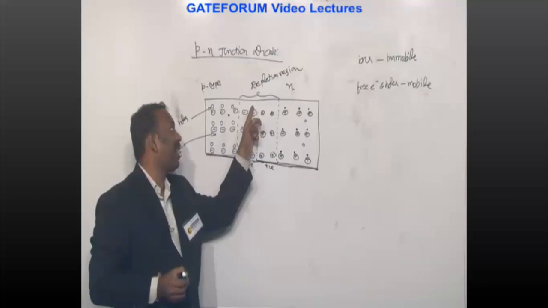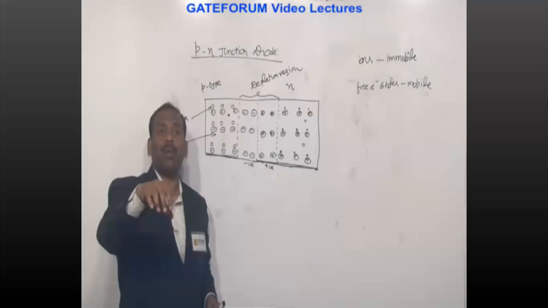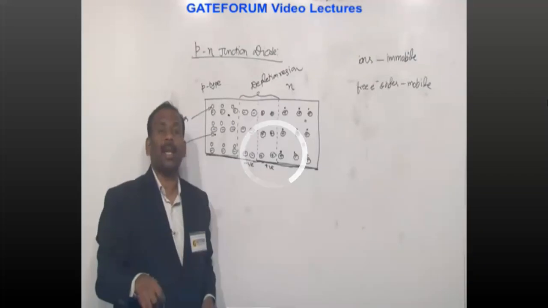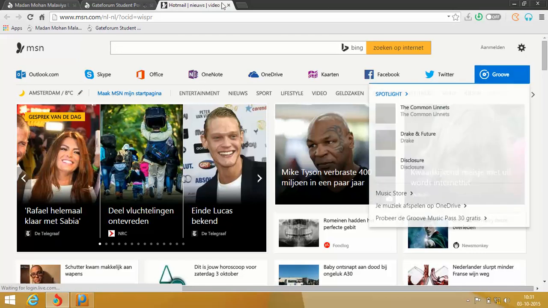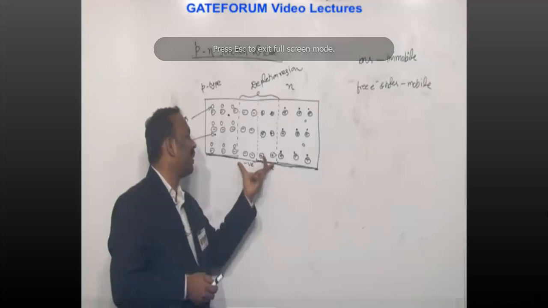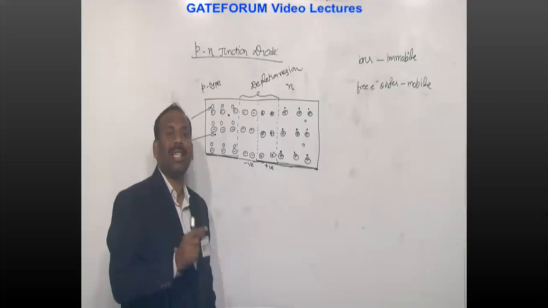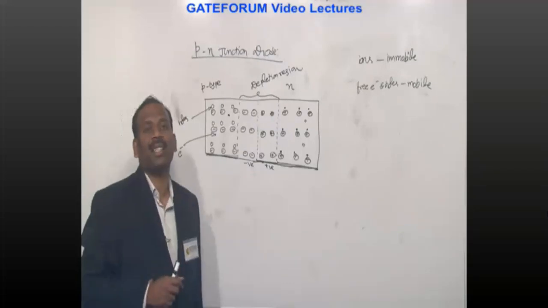Previously here we had holes, and here previously we had electrons. Those electrons and holes do not exist now. They existed previously, but now they do not. That means we have used those electrons and holes. Used means depleted. Therefore that region is called the depletion region, and it is also called the space charge region. That means this region contains a positive charge and a negative charge. That area contains charges, therefore it's called the space charge region.